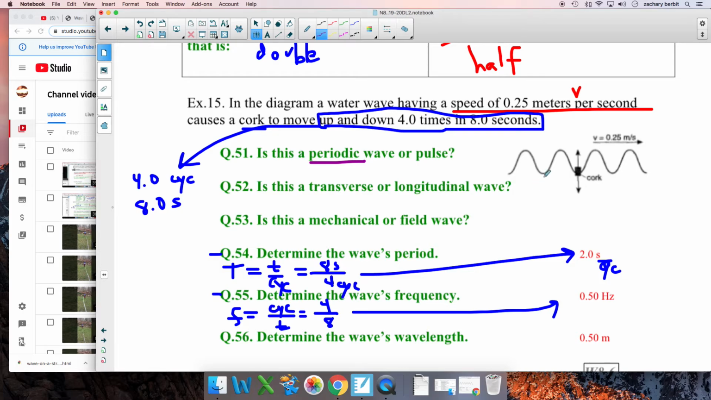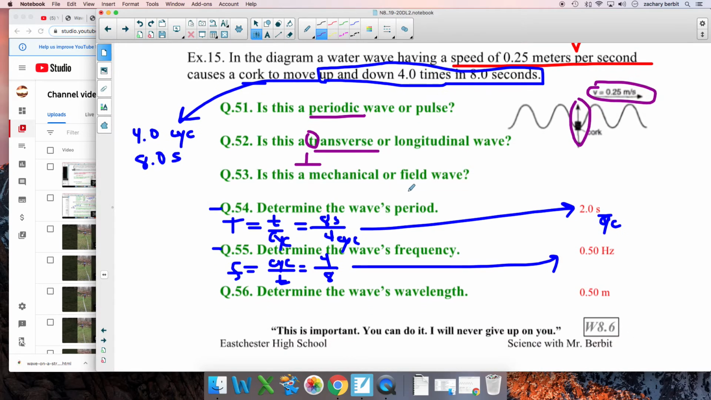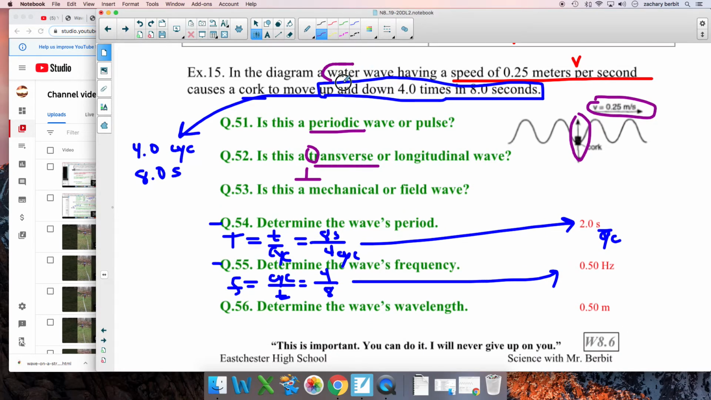Transverse or longitudinal. We're not looking at a set of scaled axes. We're looking at the actual wave. You can see that as the motion is forward, the vibration is up and down. These two are perpendicular to each other. Flip that perpendicular symbol to get yourself the capital T. Transverse is the answer. Mechanical or field. It's water.